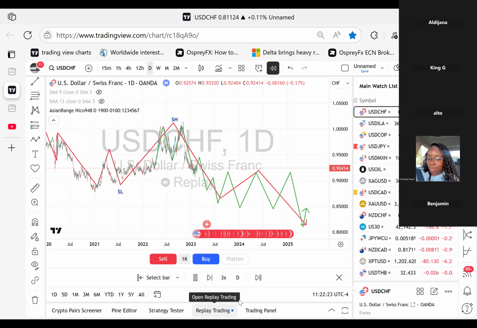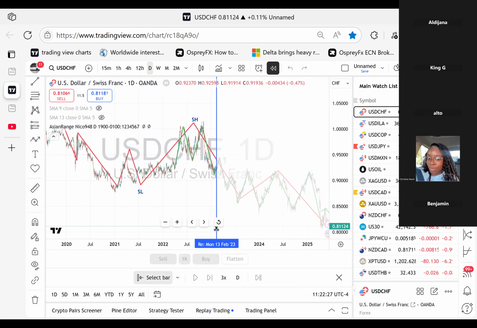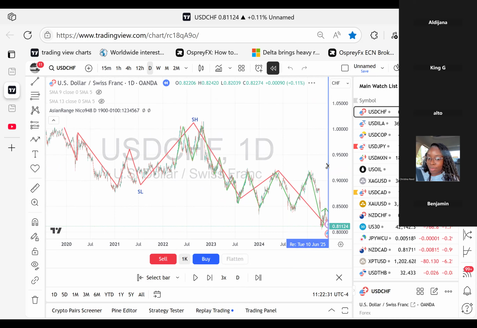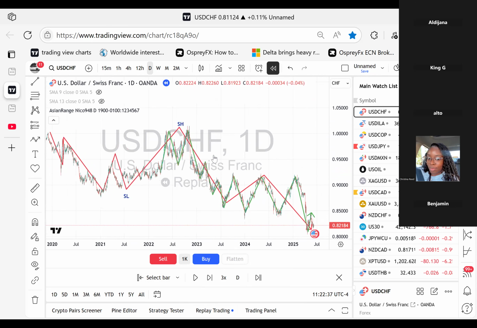So this is why, in my opinion, everybody should try to learn the structure piece first, because that's the piece that's going to keep you afloat. When everything else fails, if you can go to the structure and say, okay, I see that we're in an uptrend, or I see we're in a downtrend, then you can correct yourself.